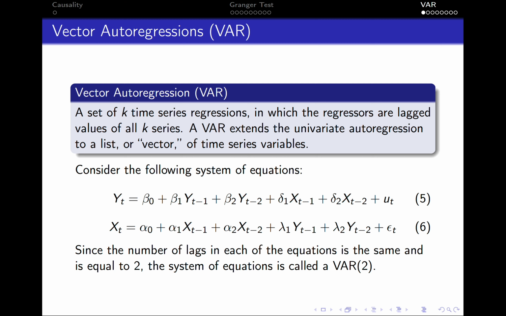And this type of model extends the univariate autoregression to a vector of time series variables. In this example, you can see there are only two equations, where y is a function of two lagged values of itself and two lagged values of x, and x is a function of two lagged values of itself and two lagged values of y. Since the number of lags in each equation is the same, the system of equations can be called a vector autoregression of the second order, or it can also be denoted as VAR(2).